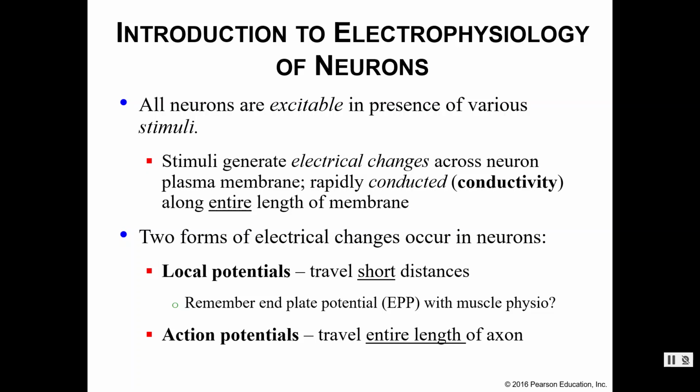These only travel very short distances, but these are similar to the end plate potentials that we discussed in muscle physiology. So again, if you remember back to the neuromuscular junction, taking an action potential from an axon terminal and sending it over to the motor end plate, we created those end plate potentials. We talked about how, if we had enough end plate potentials, we could trigger an actual action potential. So local potentials and end plate potentials are basically the same thing. We're just dealing with two neurons now instead of one neuron and a muscle.